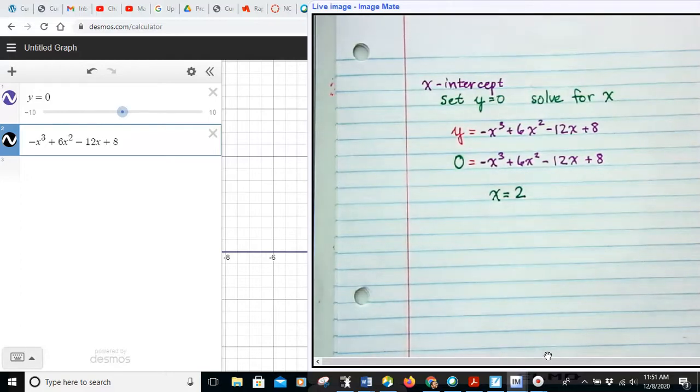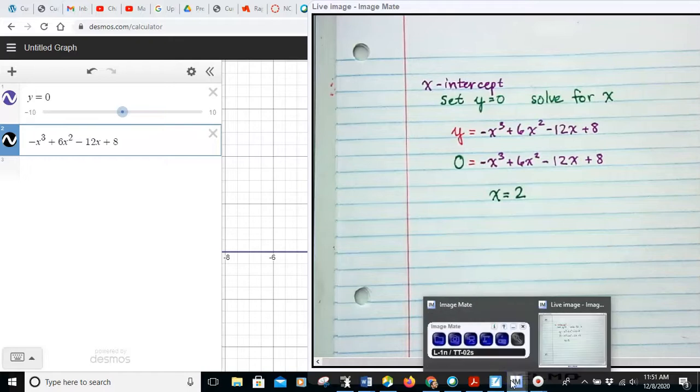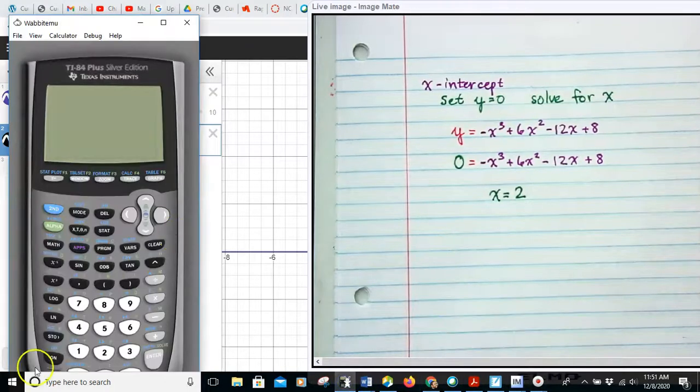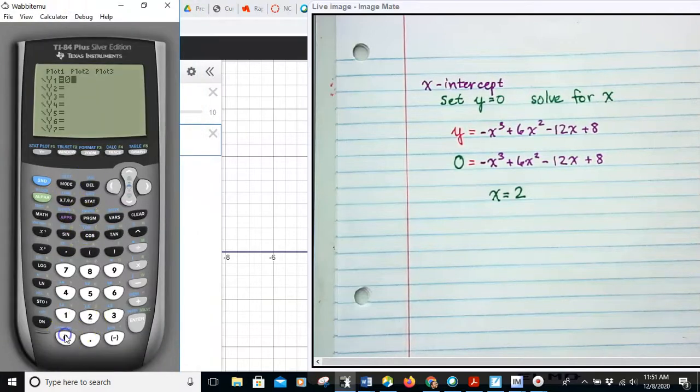All right, so I'm going to show you also in the 84 calculator. We're going to do the same thing just in case you don't have access to Desmos. So in y equals, we went to y equals. It doesn't matter what the mode is, doesn't really matter at all. But we're going to put 0 in for the first one. And then for the second one, we'll put in negative x cubed. We'll put the equation in. So plus 6x squared minus 12x plus 8. So cubed. Then we have to go down.